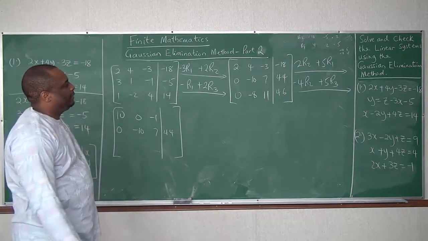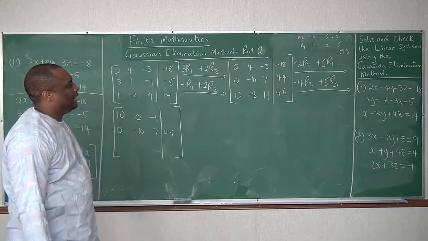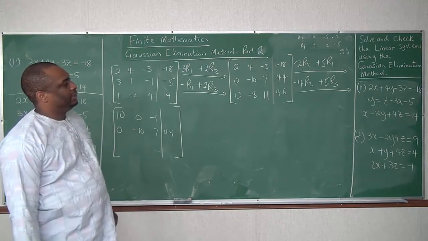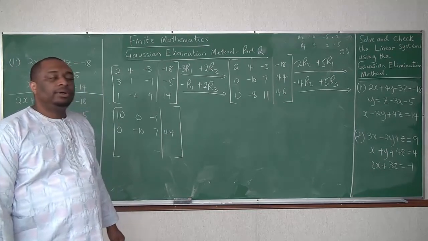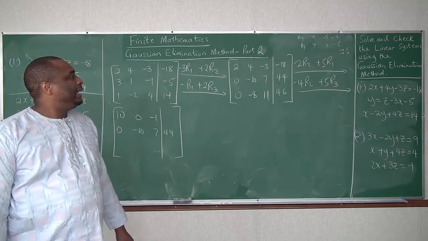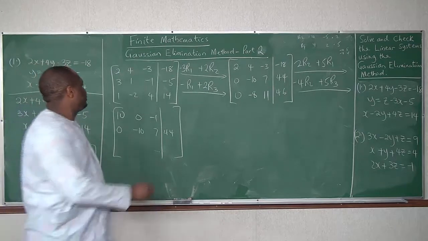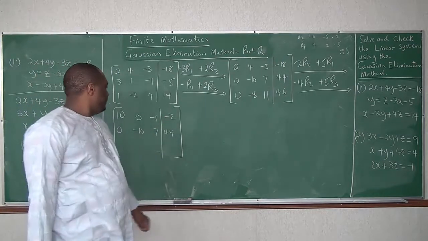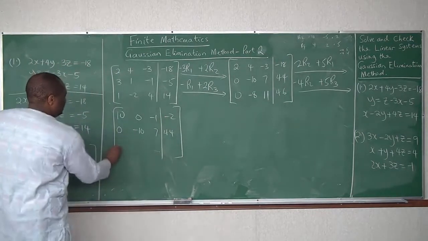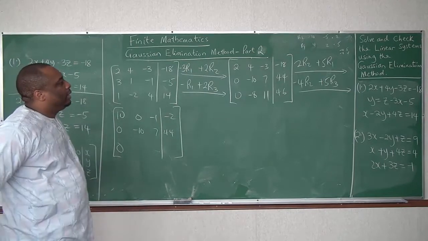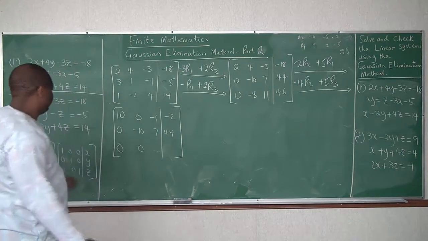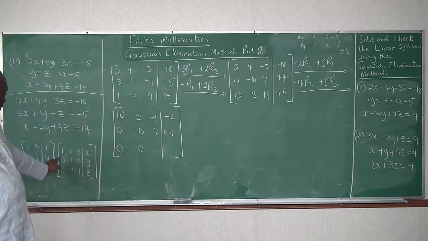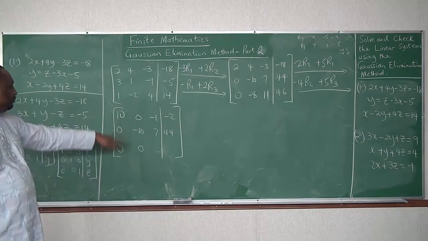2 times 44 is 88. 88 minus 90. Because 18 times 5 is 90. So 88 minus 90 is minus 2. Then row 3, 0, 0 is 0. 40 minus 40 is 0. Okay? We are accomplishing it. 1, 0, 0, 0, 1, 0.